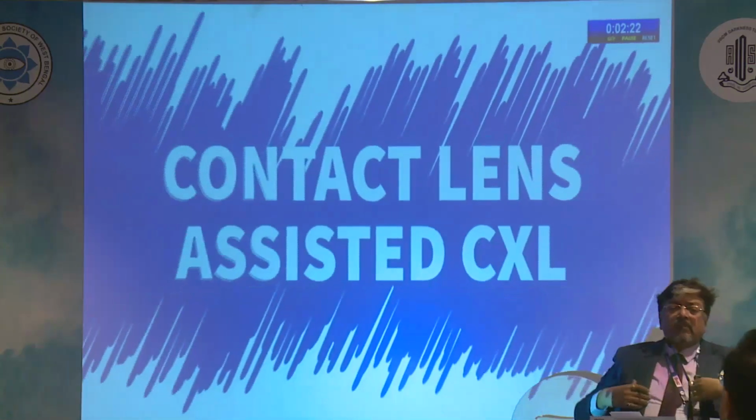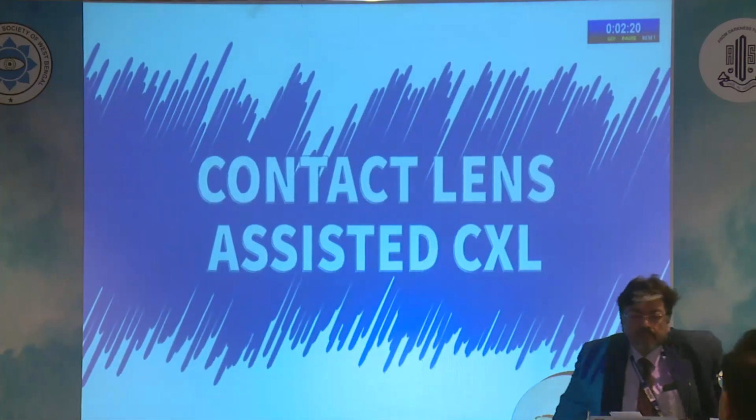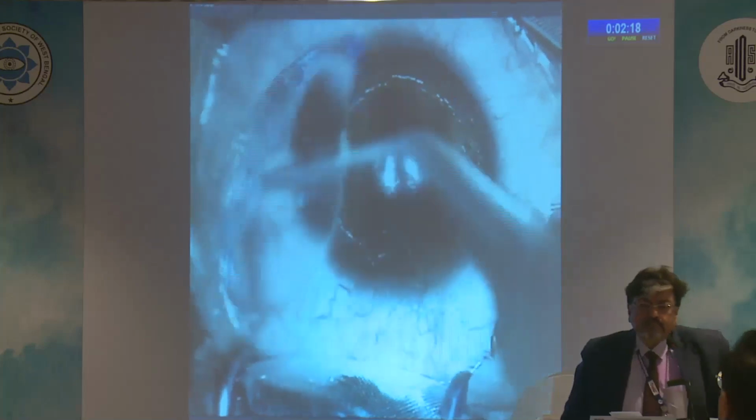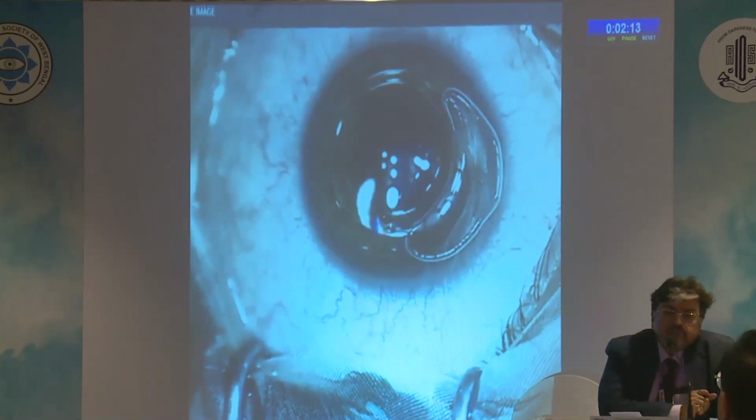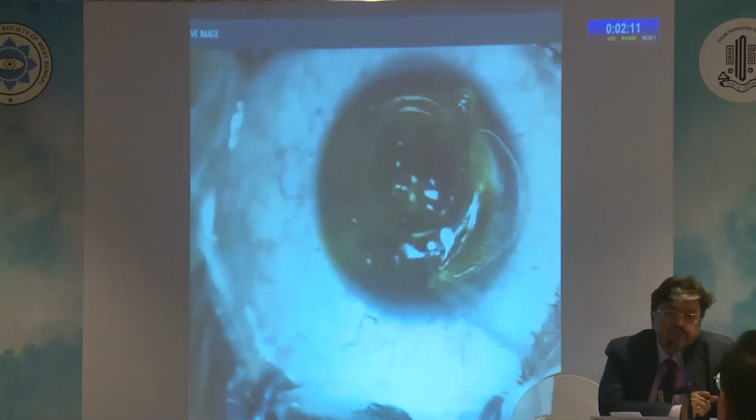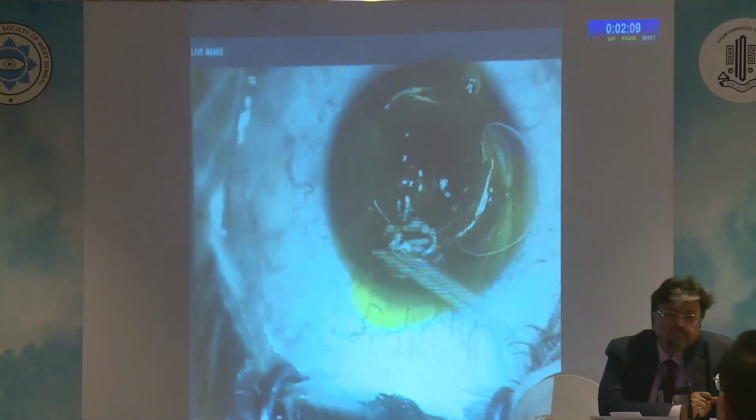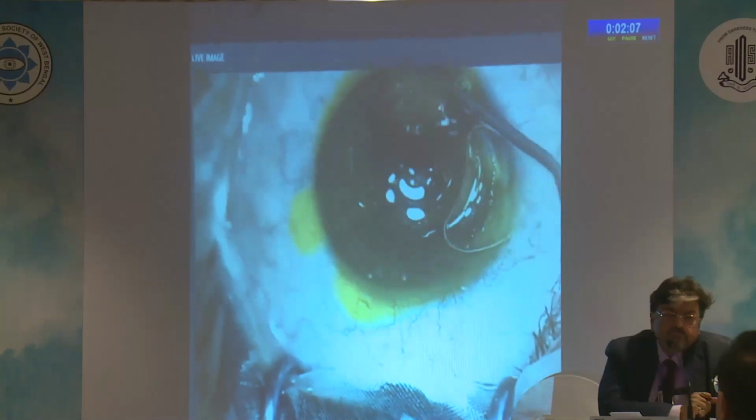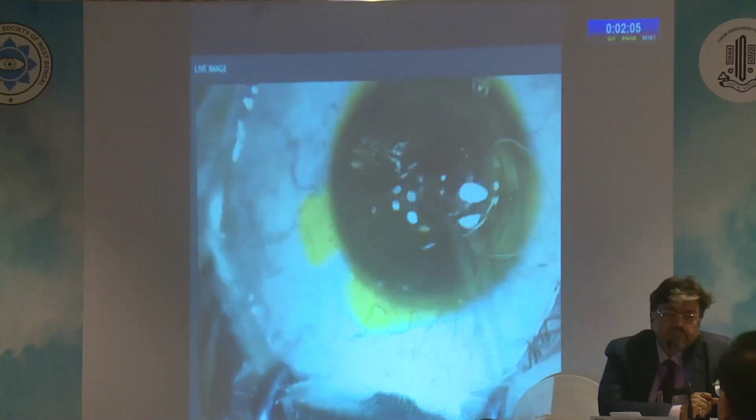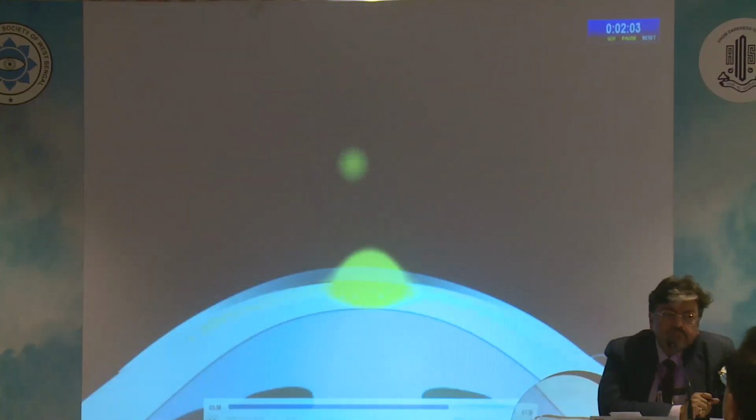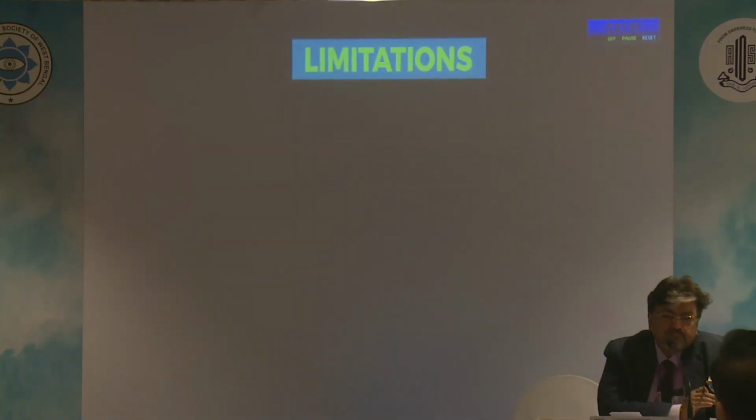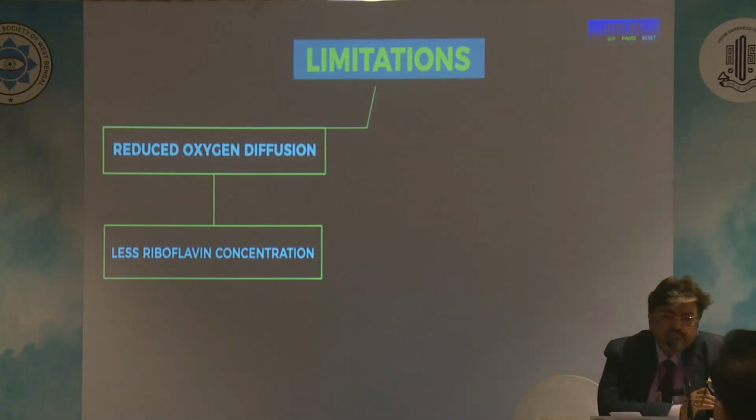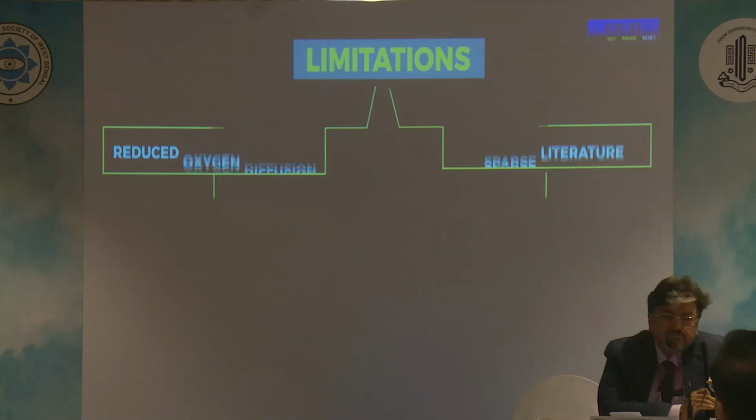had the innovative idea of a contact lens assisted CXL. With a thickness of 90 microns, a contact lens can contribute to the overall thickness of the stroma. In their pilot study of 14 eyes, a BCL or a bandage contact lens was soaked in 0.1% riboflavin for 30 minutes. UVA was given as per the conventional CXL, and all their patients showed a stable topography at the 6-month follow-up. The major limitations include decreased oxygen diffusion and riboflavin concentration in the stroma.